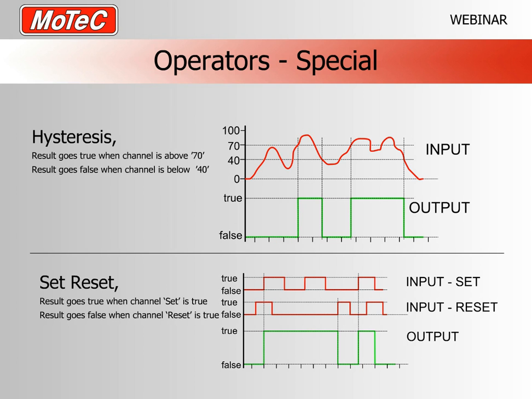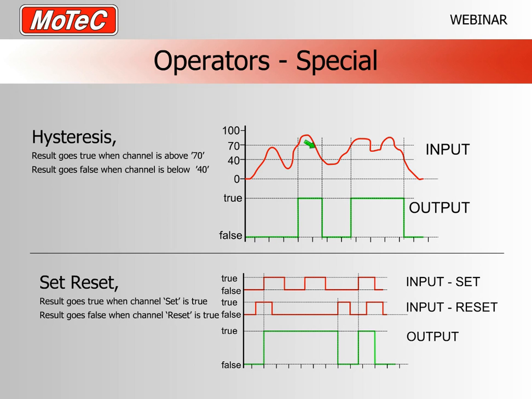So in this case, we've set 70 as our on point, which is right here. And so as, for example, our temperature is cycling up and down, nothing's happening. And then when we get to the point at 70, our output becomes true. In this case, that might be something like a fan. Now, when this temperature drops below 70, you see that the output is still actually true.